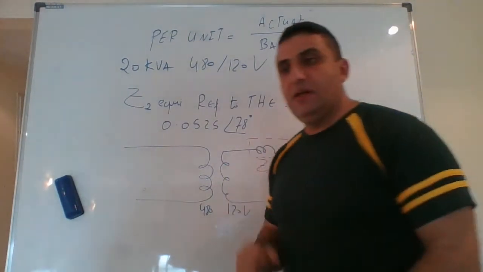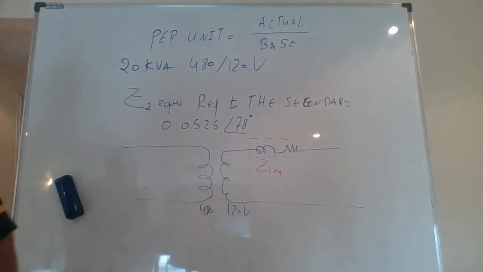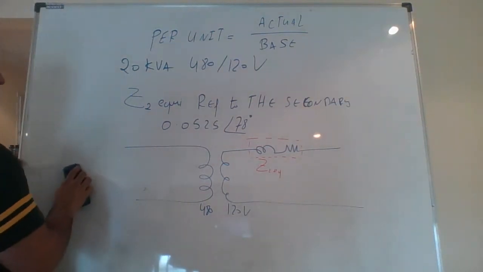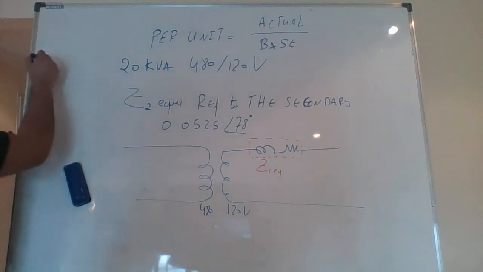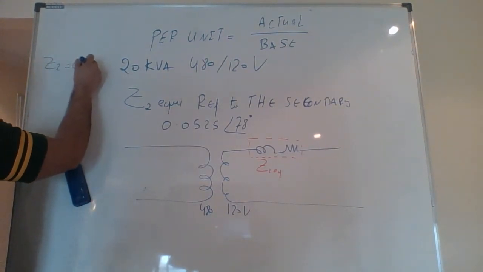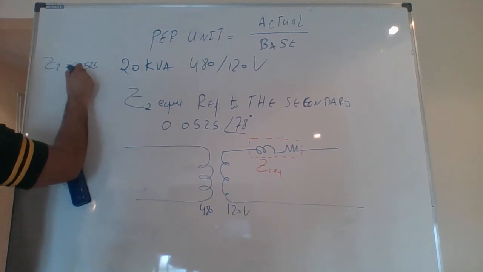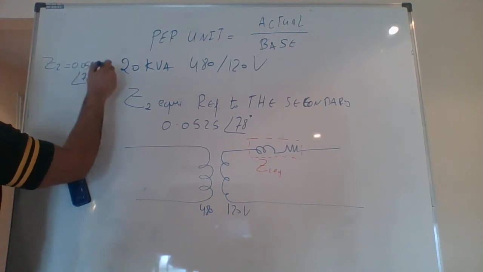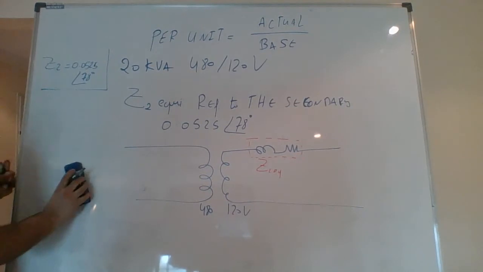Okay, let's do the calculations. Number one, I have to define what's S base. Let me write Z2 on this side so I can keep it. It's equal to 0.0525, the angle of 78 degrees. This is my Z2.